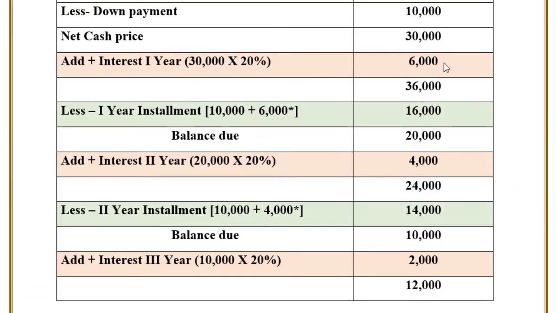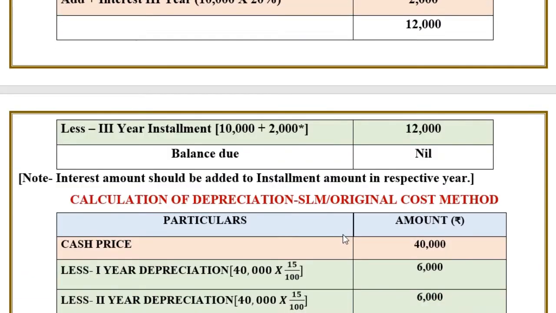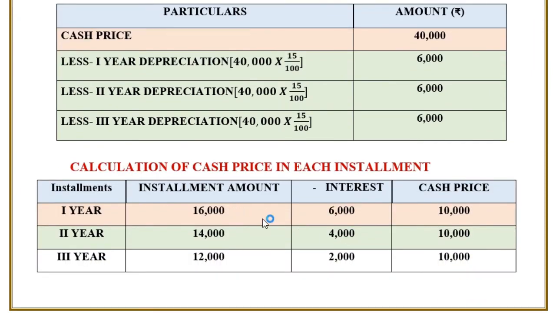So the first year interest will be 6,000, second year interest will be 4,000, and third year interest will be 2,000. Then you deduct. So 16,000 minus 6,000 is 10,000. 14,000 minus 4,000 is 10,000. 12,000 minus 2,000 is 10,000. This is how you have to calculate the cash price in each installment. So you're done with all these working notes: calculation of interest, calculation of depreciation, and calculation of cash price in each installment. Let us move on to the preparation of ledger accounts part.